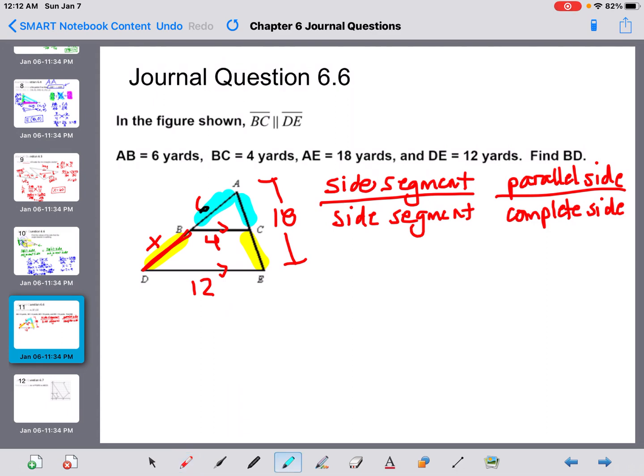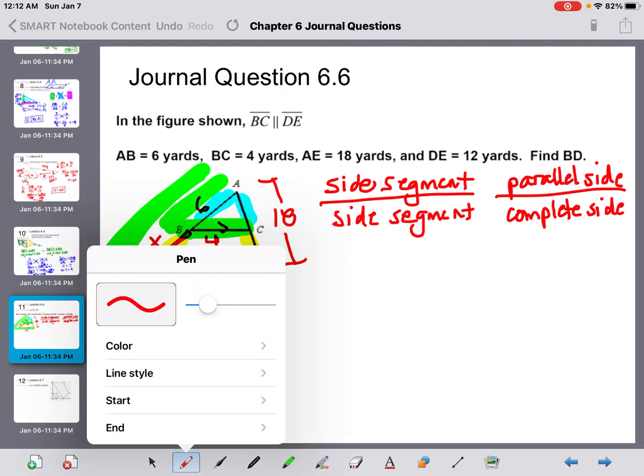Okay, so let's look at this parallel side. So I have a 4 here, and I need a complete side. Well, because my X is on the left, I'm going to work on the left. That's one of the rules with parallel side and complete side. You either need to work all left or all right. You can't use some of each, okay? So if I'm using BC over here, I'm going to use the left side of 6. And then my 12, which is a parallel side, I'm going to use my complete side also on the left. So that's probably my best idea, is to use this one, because I have the information for this one.